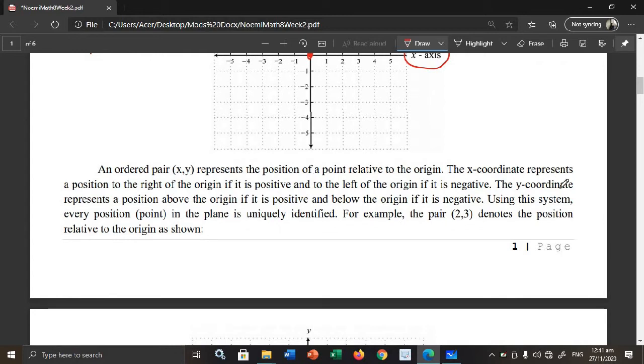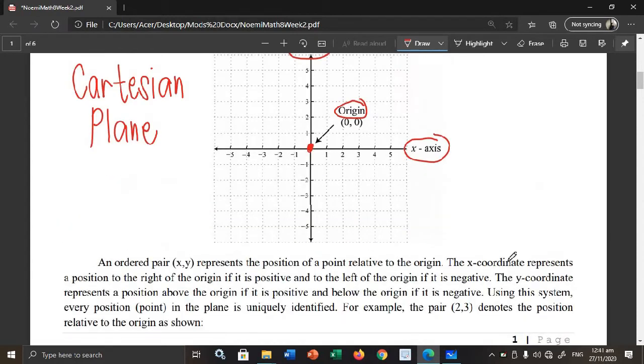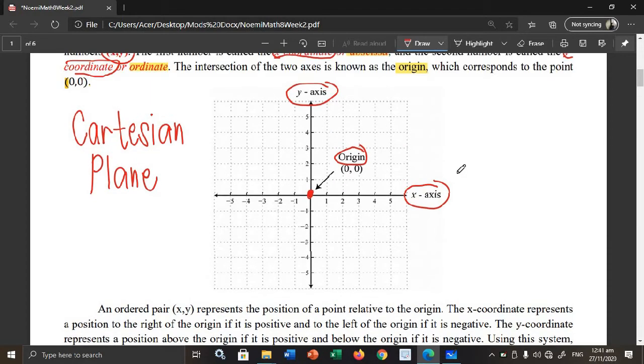An ordered pair represents the position of a point relative to the origin. The x-coordinate represents a position to the right of the origin if it is positive. Sabi dito, kapag yung x mo ay nasa right side, the x-coordinate, of course, lies on the x-axis. Kapag x-axis, horizontal line, ang direction dyan ay left or right. Kapag ang x-coordinate mo ay nandoon sa right side, that is positive.